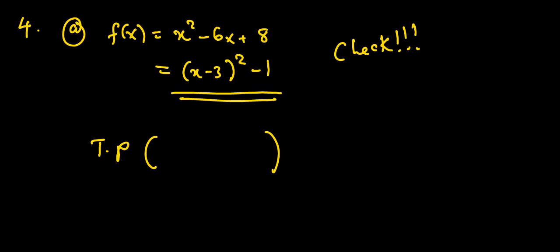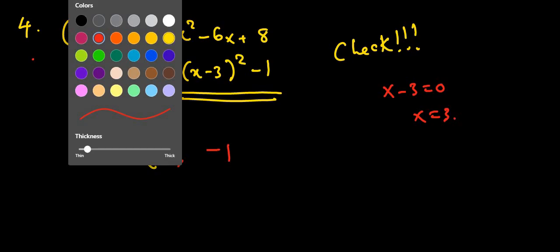Let me use a different color. So you can solve the inside part, which is x minus 3 is equal to 0, meaning x is equal to 3. So we have 3 comma, the number which is outside, which is negative 1. So that's your turning point.